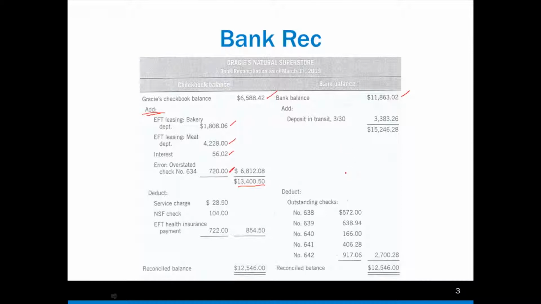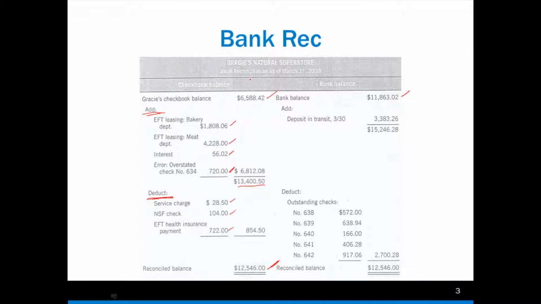But then I looked at the bank statement and said, oh, what was taken out of my bank statement that wasn't in my check register? And I found a service charge, non-sufficient fund, and a health payment, right? And those were deductions. Okay, so when I take the 13,400 and I subtract those deductions, I end up with that balance. That's only half of the reconciliation.